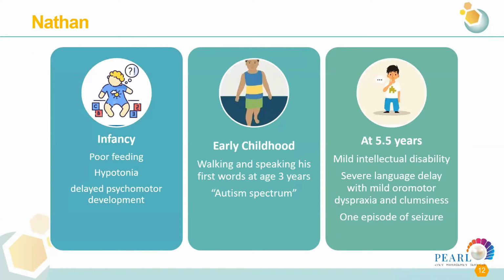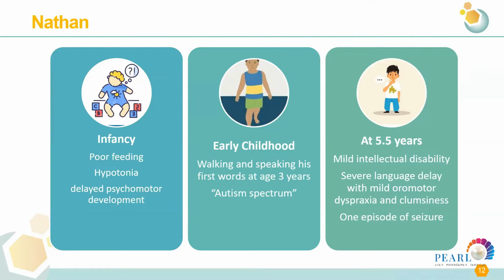So this is Nathan. He presented in infancy with poor feeding, hypotonia, and delayed psychomotor development. We have to also consider that everything previous was normal, so there was no perinatal complication. Family history was completely negative. There was no history of consanguinity. He continued to have delayed development.